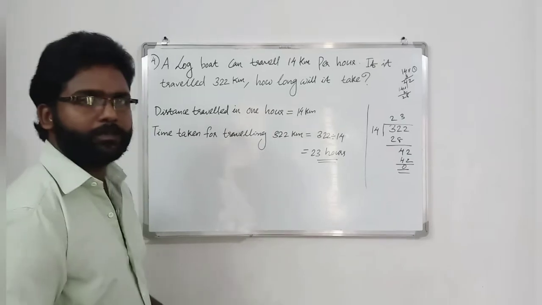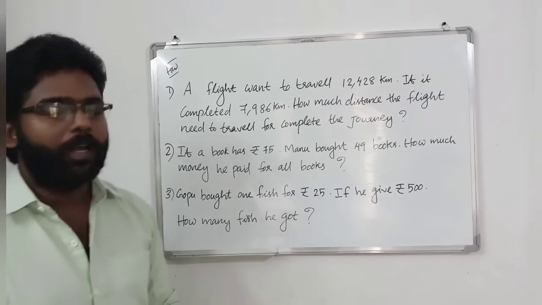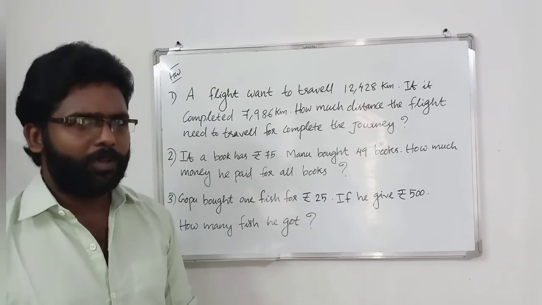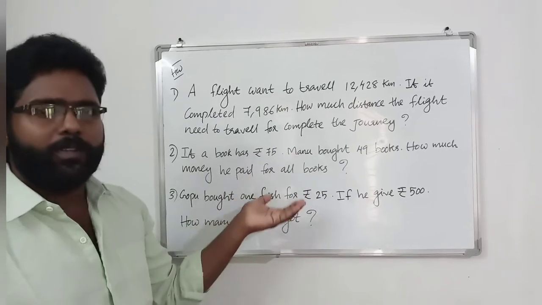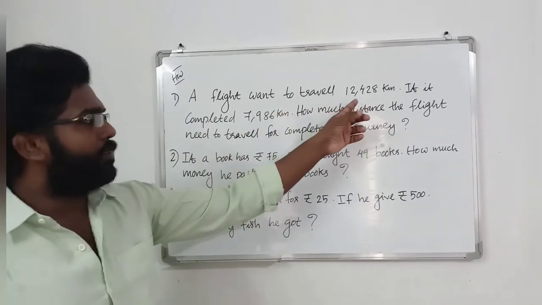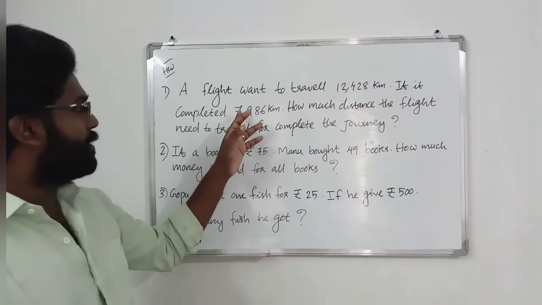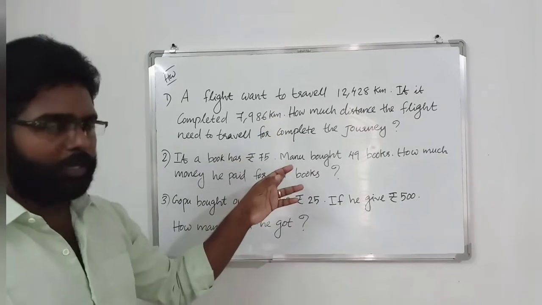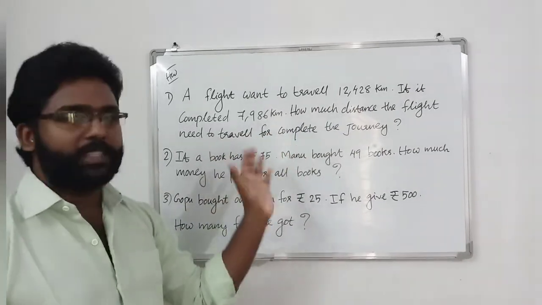Okay. Now I will give you some homework. Addition is a simple one for you. I will give you homework on another 3 operations. Our first question: a flight has to travel 12,428 kilometer. If it completed 7,986 kilometer, how much distance does the flight need to travel to complete the journey?